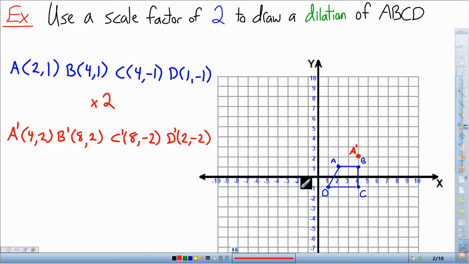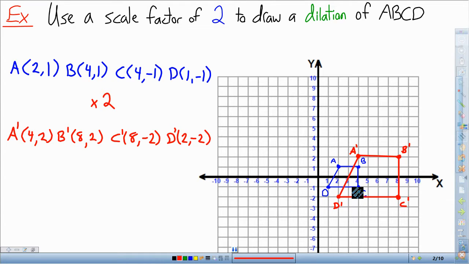B prime is at 8, positive 2, to the right 8, up 2. Okay, C prime is at 8, negative 2, so to the right 8, down 2. And D prime is at 2, negative 2, to the right 2, down 2. All right, and yeah, let's connect the dots. Okay, and there it is.